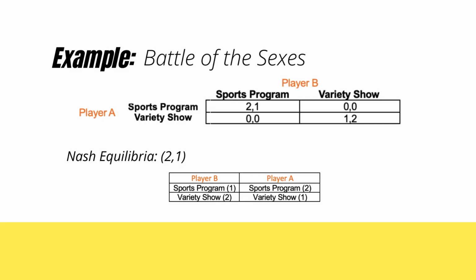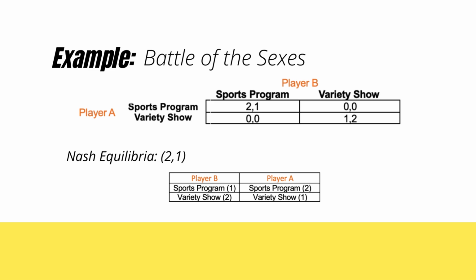The Battle of the Sexes is an example of a simultaneous game in normal form that showcases the intricacies of decision making in situations where individuals have conflicting preferences. In this game, a husband and wife, labeled Player A and Player B respectively, face the common dilemma of choosing what to watch on TV. Player A, an avid sports enthusiast, prefers to watch a sports program, while Player B, a devoted fan of variety shows, favors watching a variety show. The challenge arises from the fact that their preferences clash, and their enjoyment hinges on watching the same program.